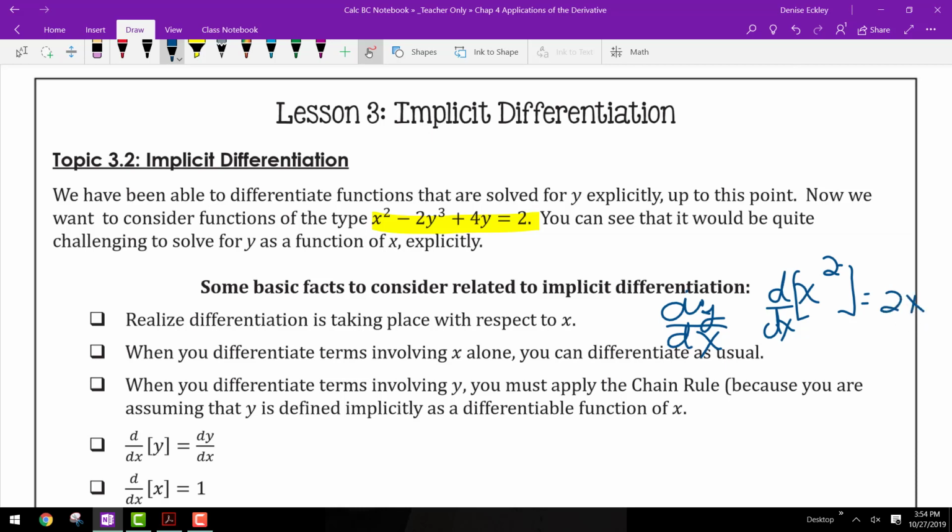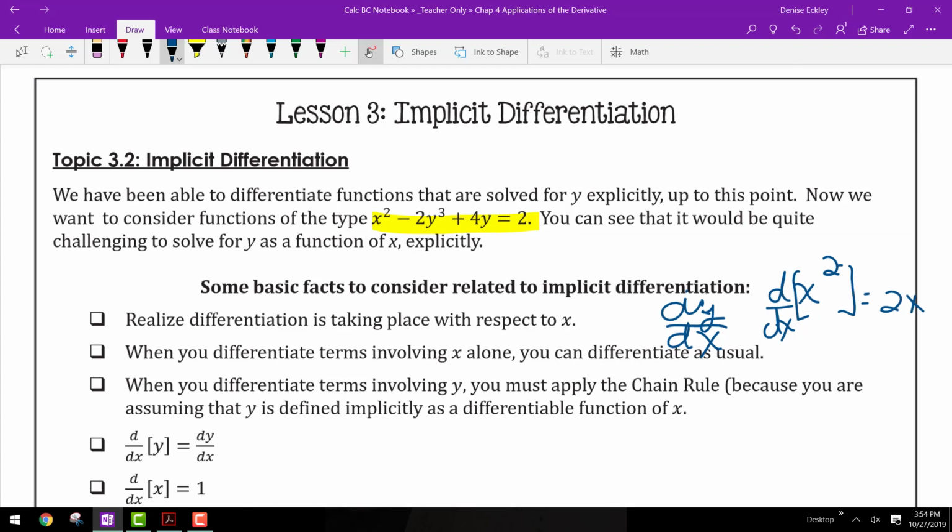And then the third fact is when you differentiate terms involving y, you must apply the chain rule. So the reason you do that is because you're assuming that y is defined implicitly as a differentiable function of x. So in other words, you're taking the derivative of y, but inside of that y function is x, so you're going to have to take the derivative of the x.